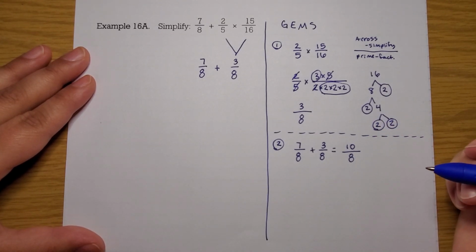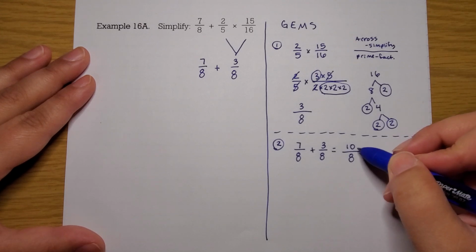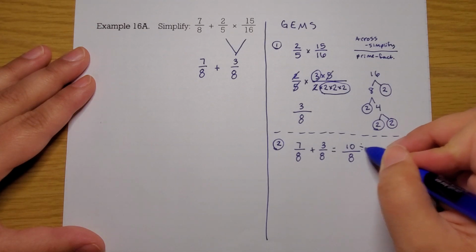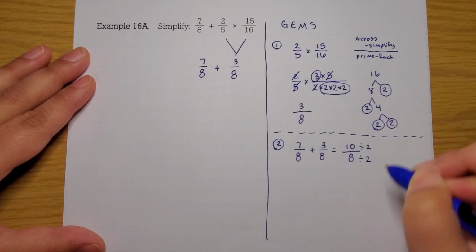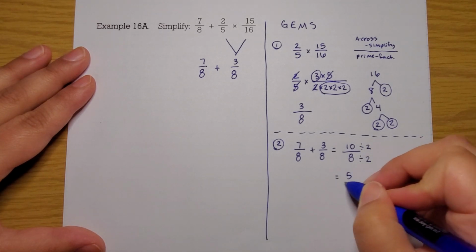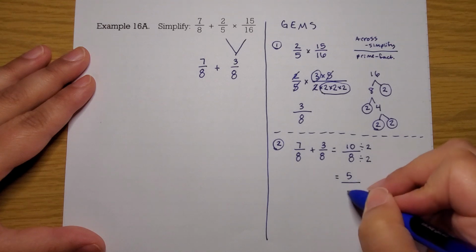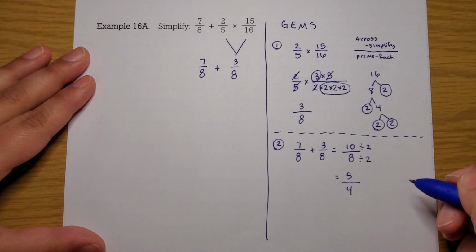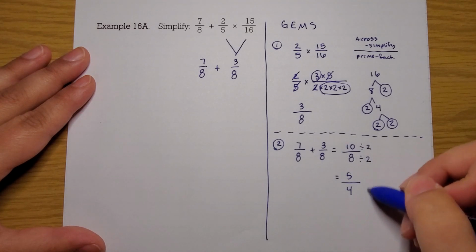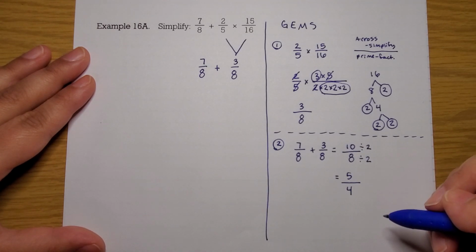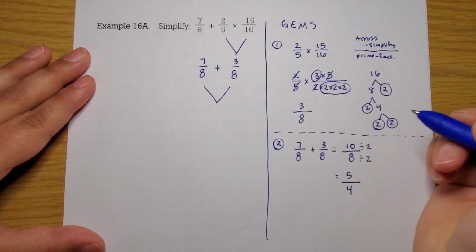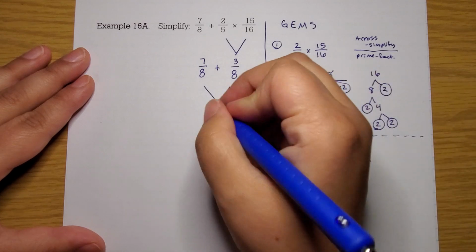Now I want to simplify my answer. And I notice that both 10 and 8 are even numbers. So I'm going to divide both of those by a 2. 10 divided by 2 is 5. And 8 divided by 2 is 4. 5 and 4 have no other common factors, so that's going to be it. This will be our simplest form. So back to my main problem. When I added those two fractions, we ended up with 5/4.